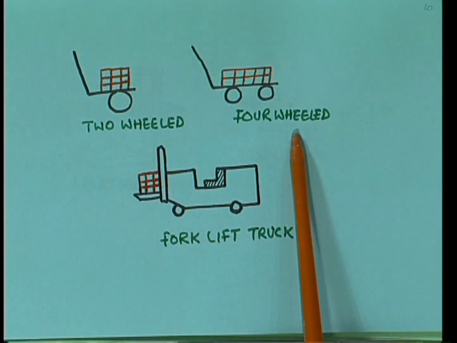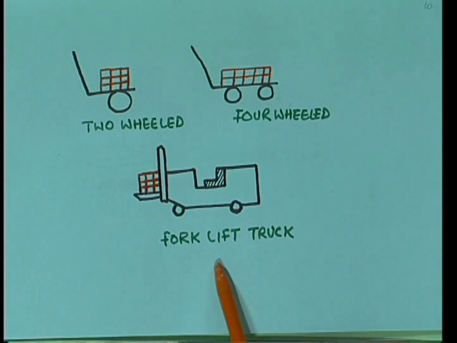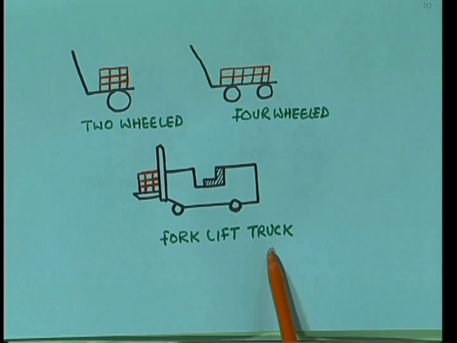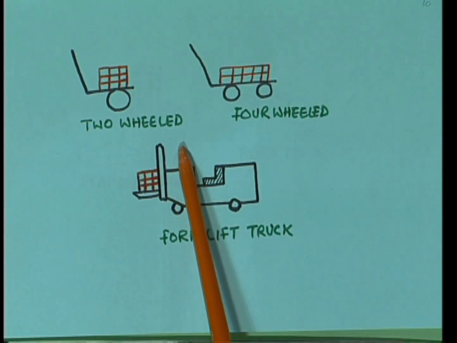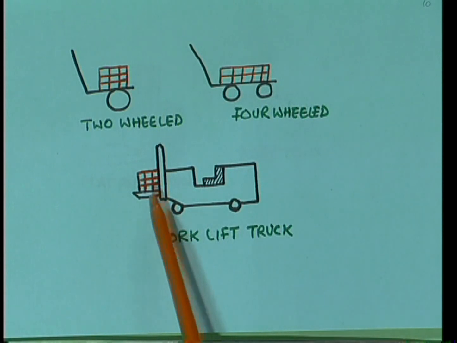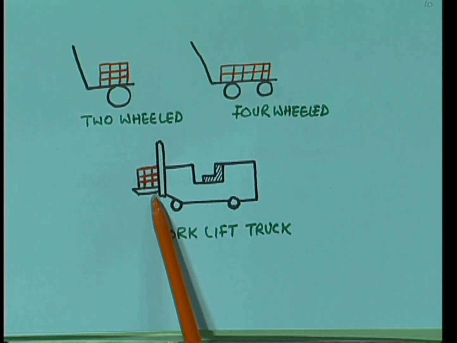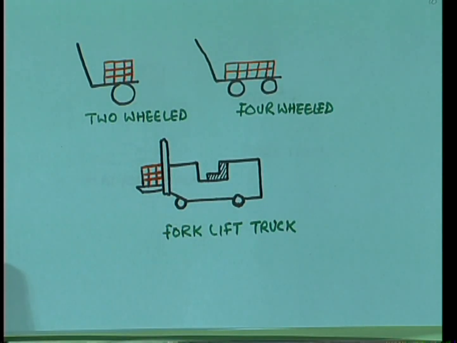Next we can come to the trucks: two-wheel trucks, four-wheel trucks, and forklift trucks. In the first two cases we get only horizontal movement, whereas here you can go for vertical movement also, that is both horizontal and vertical movements can be made in this particular material handling equipment. As I already told, it has a very good impact on the production cost. We have to select a good one.